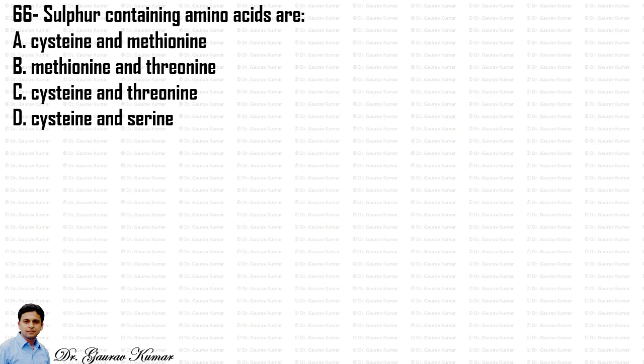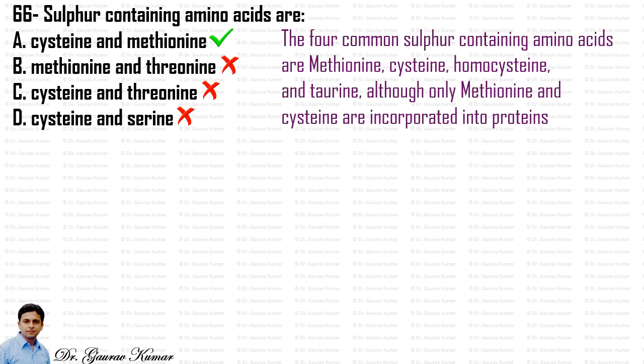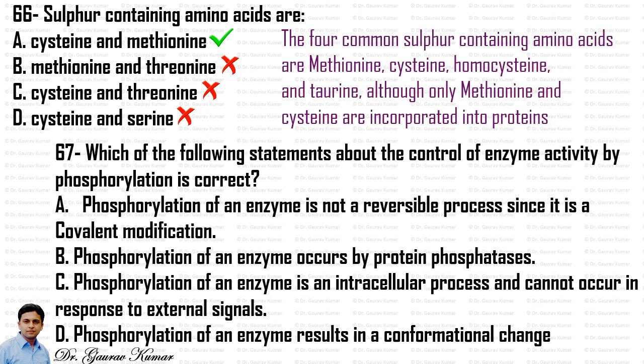Next question, sulfur containing amino acids are? Among these, we know that cysteine and methionine are the sulfur containing amino acids. The four common sulfur containing amino acids are methionine, cysteine, homocysteine, and taurine, although only methionine and cysteine are incorporated into proteins.